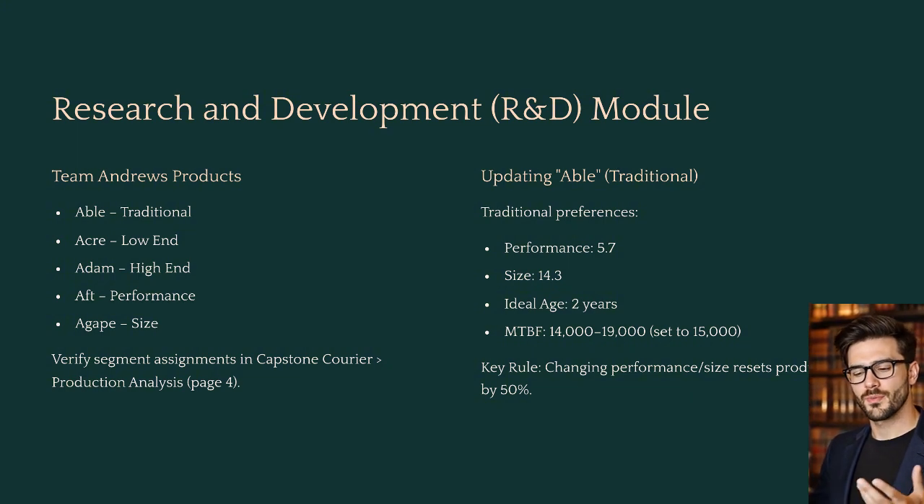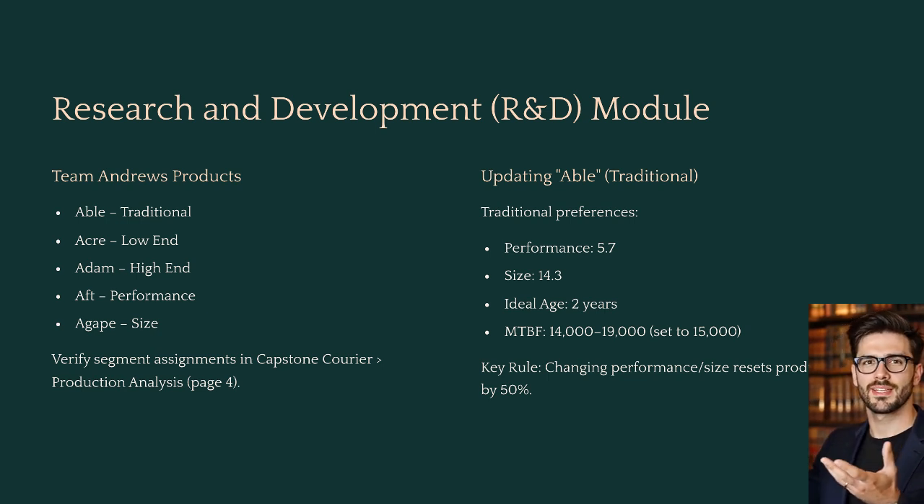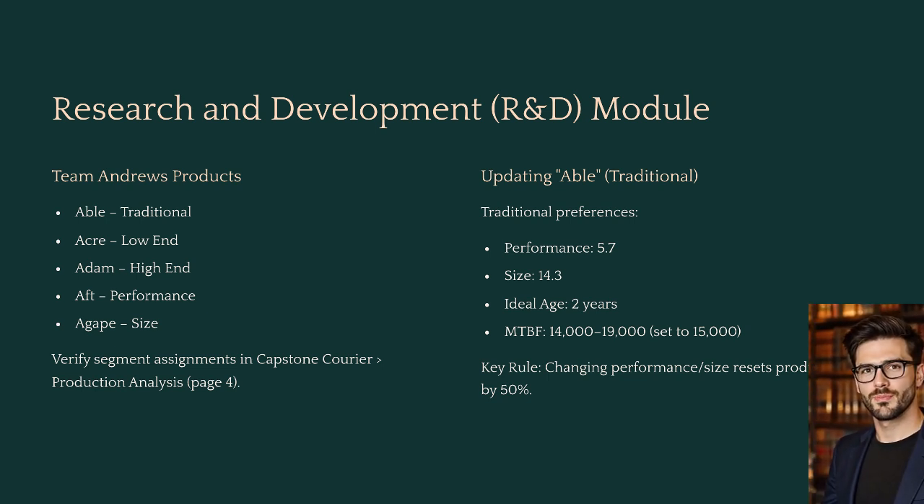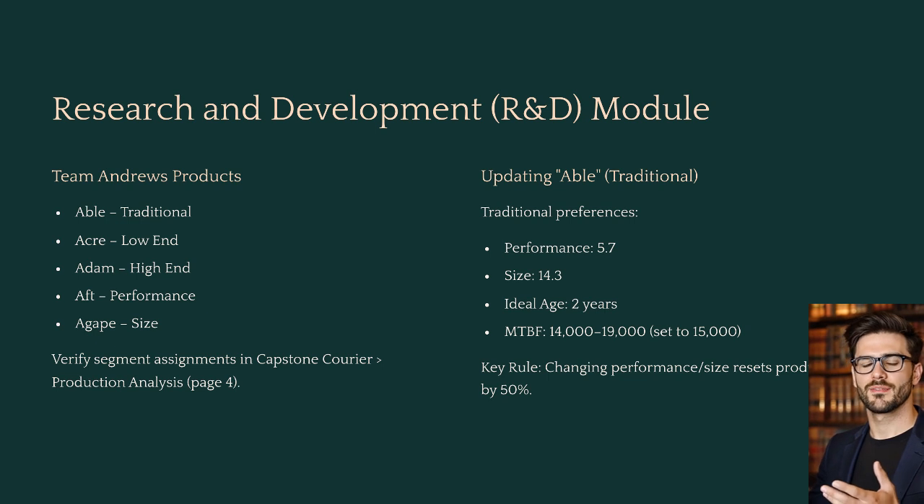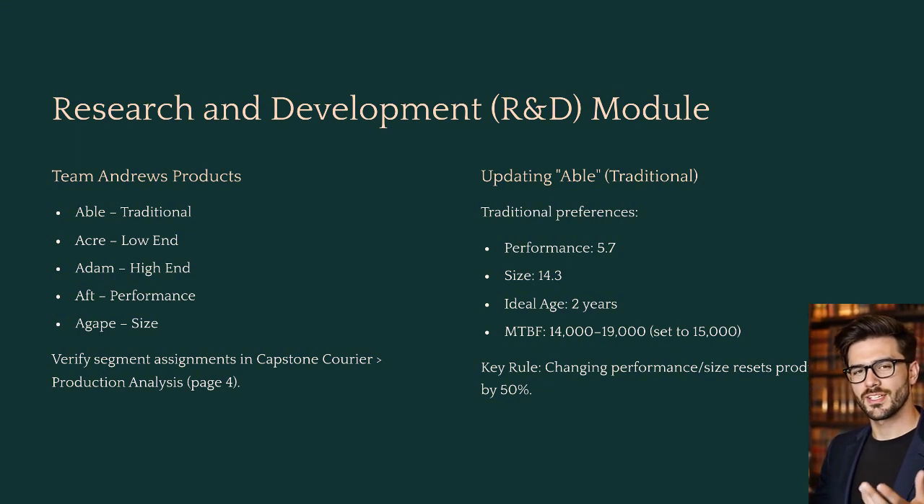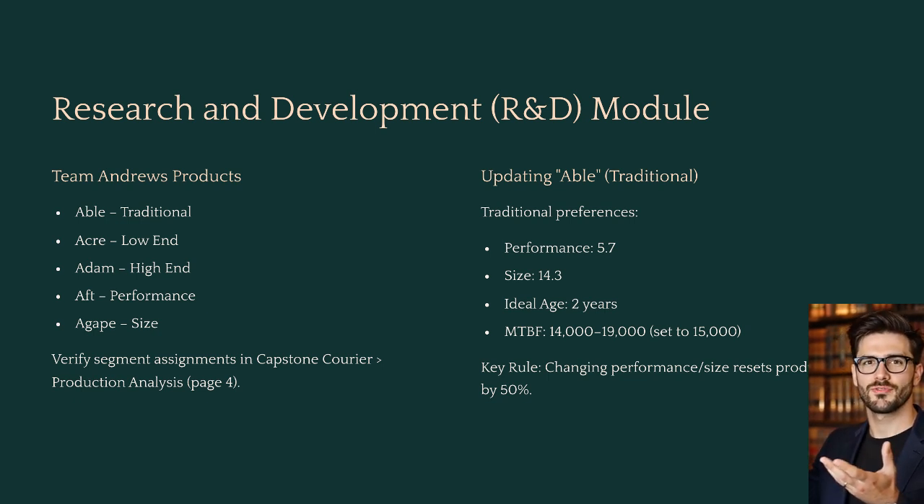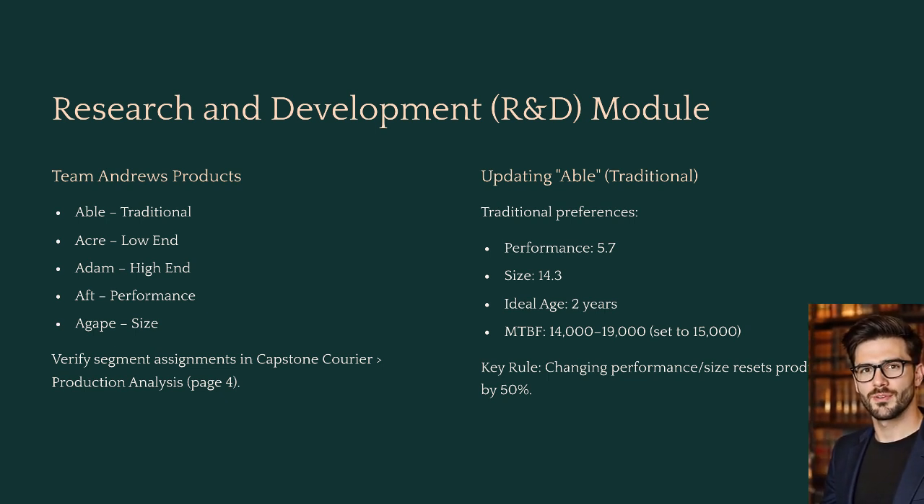Traditional customers in Round 1 prefer performance, 5.7 size, 14.3 ideal age, 2 years MTBF, 14,000 to 19,000 in R&D, update, performance, 5.7 size, 14.3 MTBF, 15,000, to reduce material cost. Blue Book key rule: changing performance or size resets product age by 50%. Check. Revision date. Age at revision. Cost of R&D. Ensure the product age at year-end is close to 2.0, the ideal.